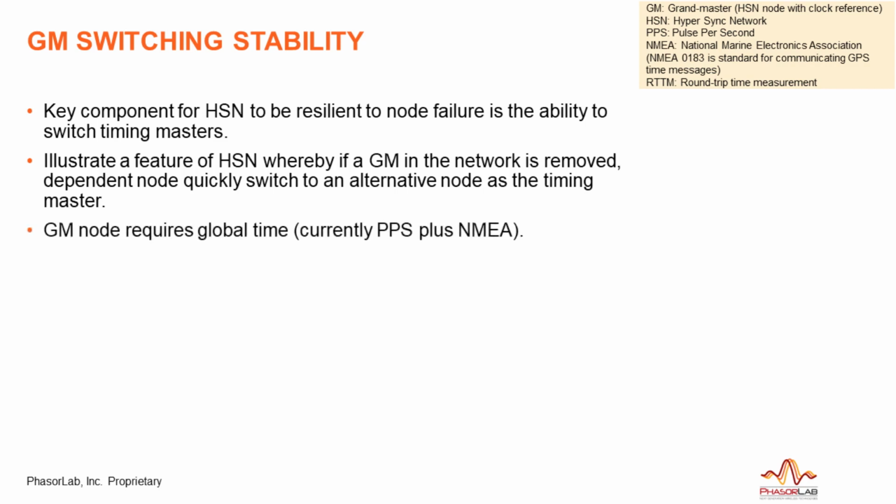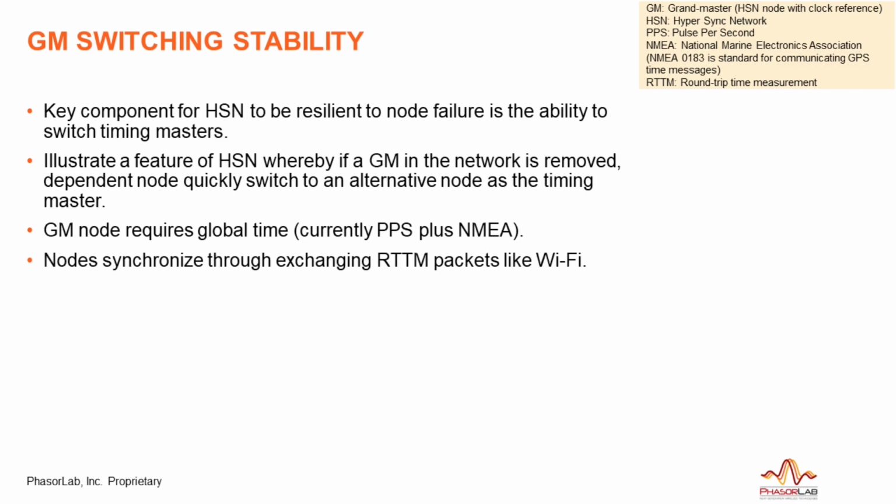To propagate global time throughout HSN, at least one node is required to have a connection to a global time source such as a GPS-disciplined clock or oscillator, also called a GPSDO. When a node determines that it has a valid time input, currently via a pulse per second input signal with its accompanying NMEA timestamp message over a serial link, it self-designates as a timing grandmaster or GM node and advertises its status so that other nodes can synchronize with it through the exchange of round-trip time measurement or RTTM packets.